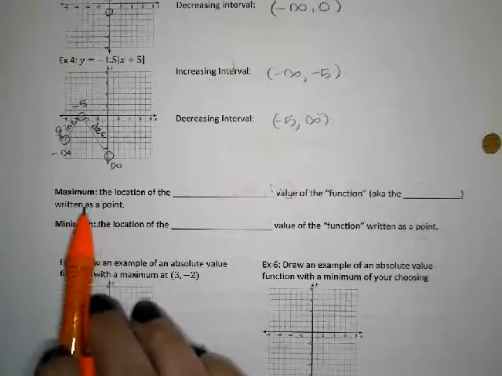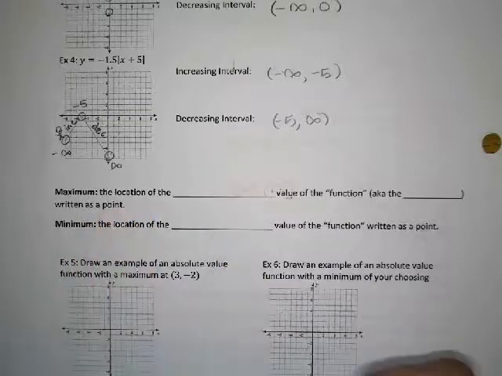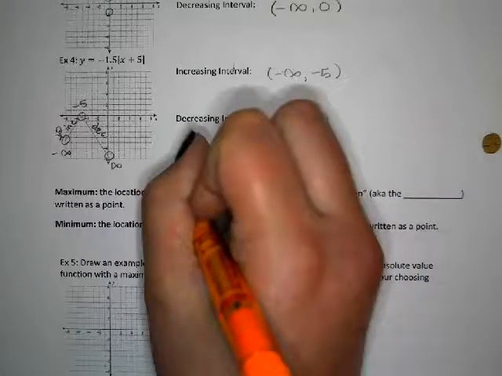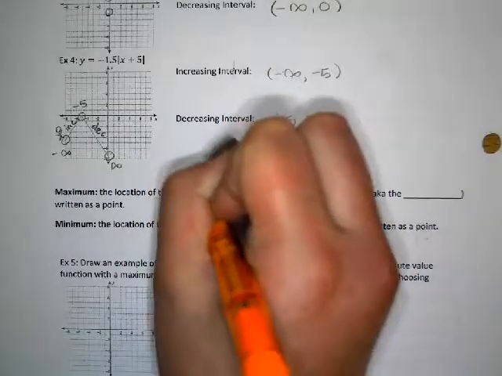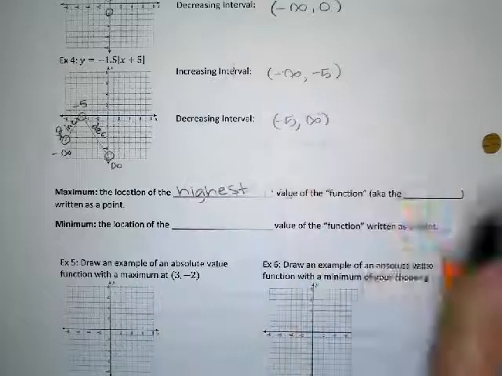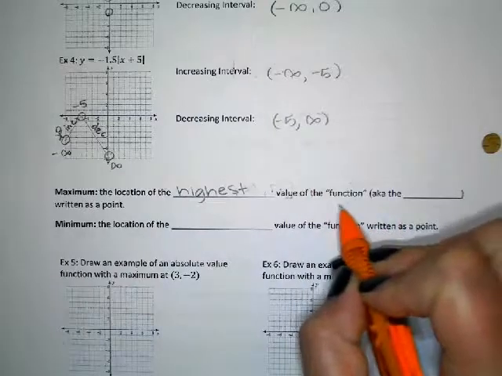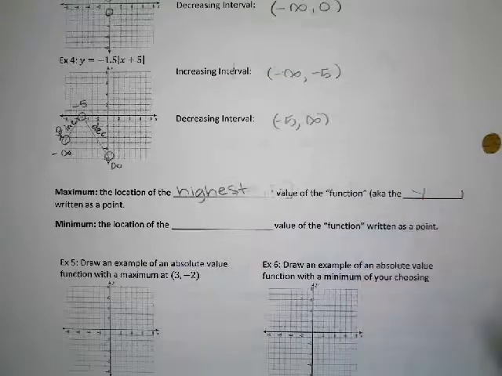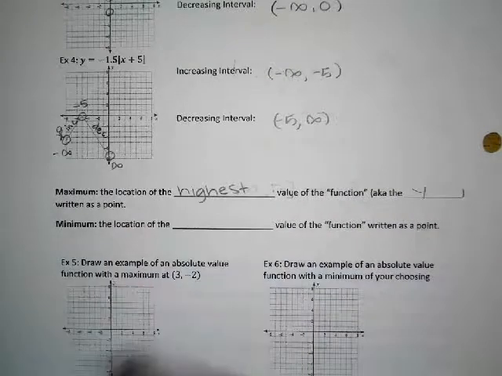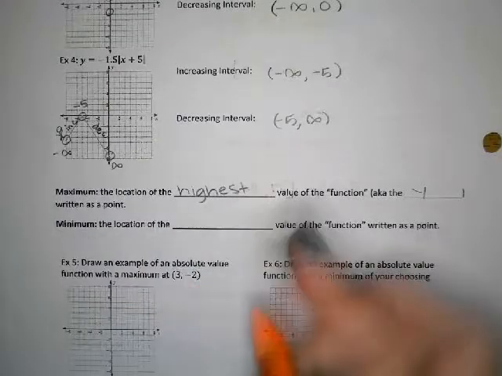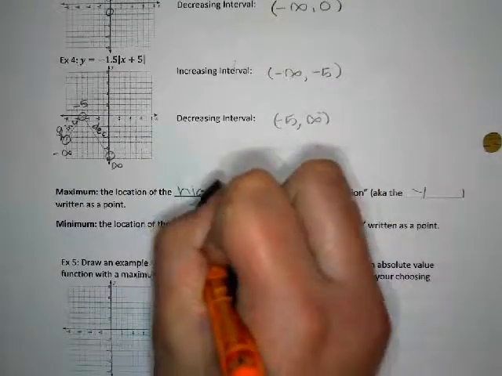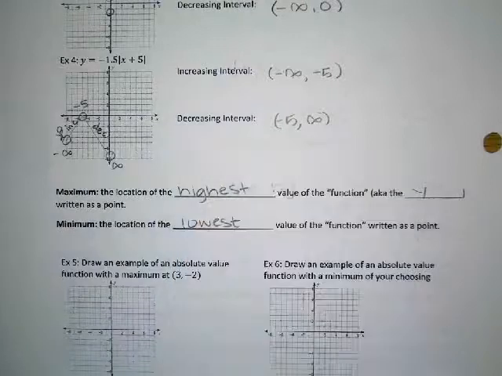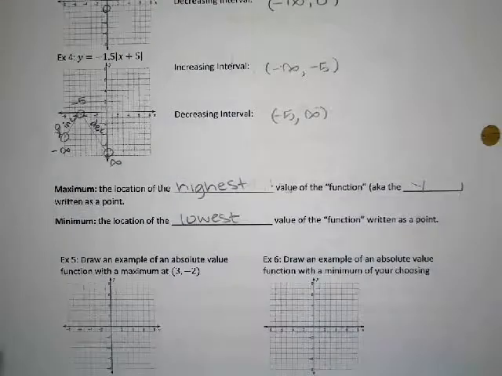So here we're going to say the maximum is the location of the highest value of the function. Remember, when I say the word function, I'm talking about the y value. And I want to write it as a point. The minimum is the location of the lowest value of the function. Again, I want to write it as the point.